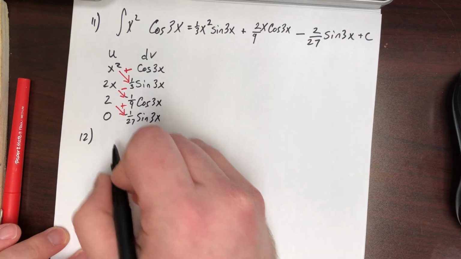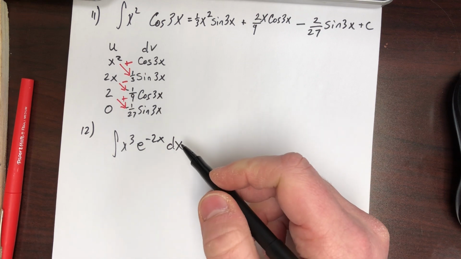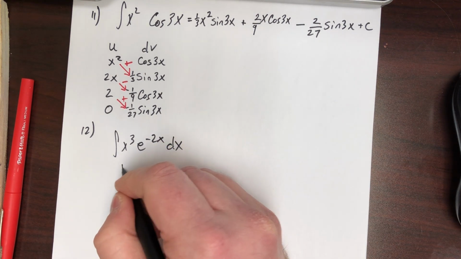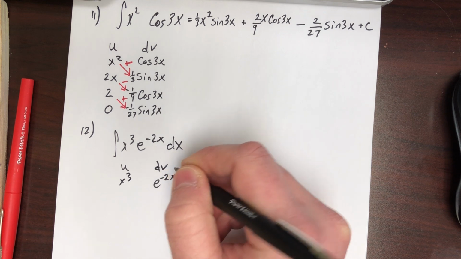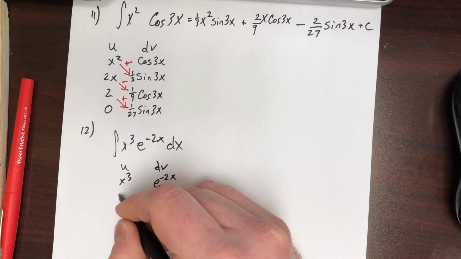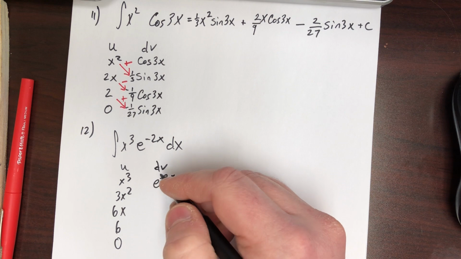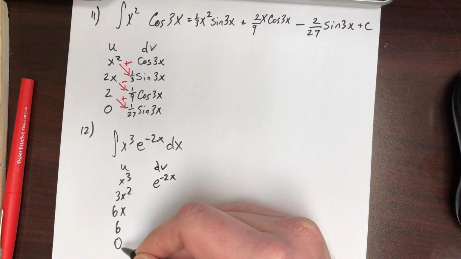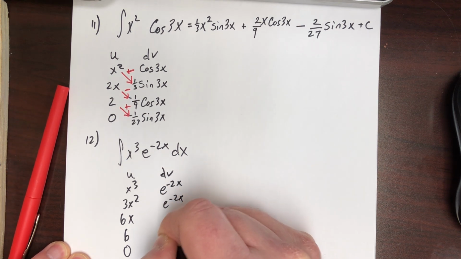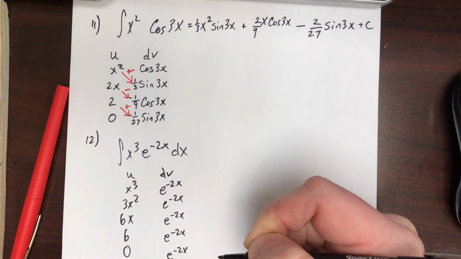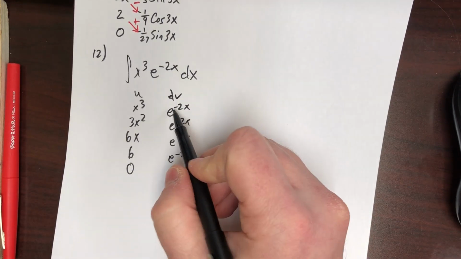x cubed e to the negative 2x. So again, I'm going to be picking x cubed for u and e to the negative 2x for dv. So I'll take my derivatives until I run out. So I'll get 3x squared, 6x, 6, 0. And then I will just keep on taking integrals until I get to the end. So e to the negative 2x, e to the negative 2x, and so on. e to the x is its own antiderivative and its own derivative, but it's e to the negative 2x.